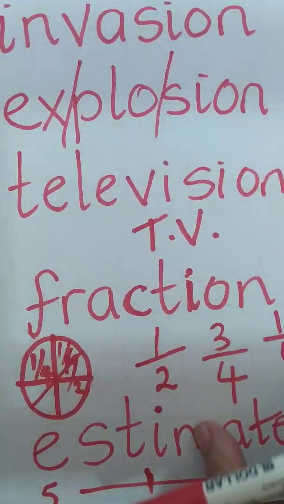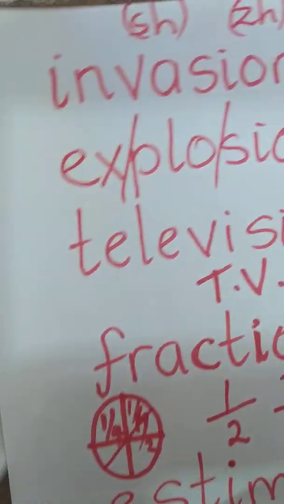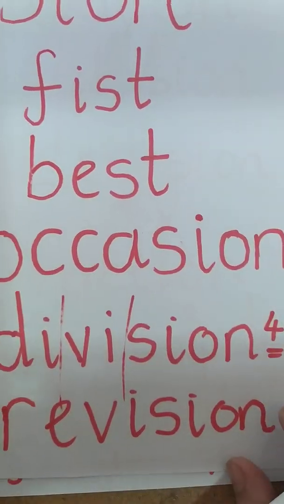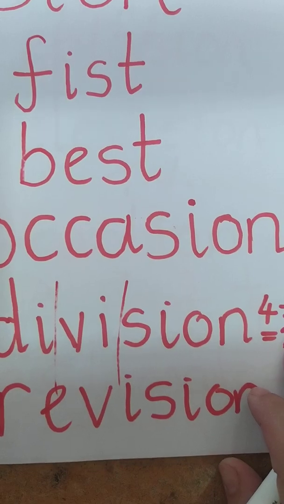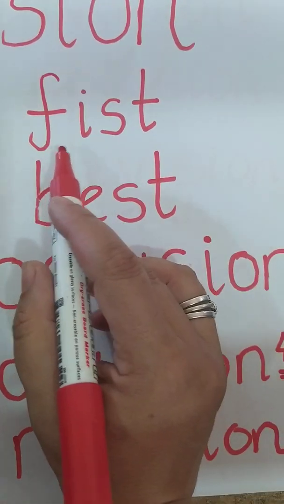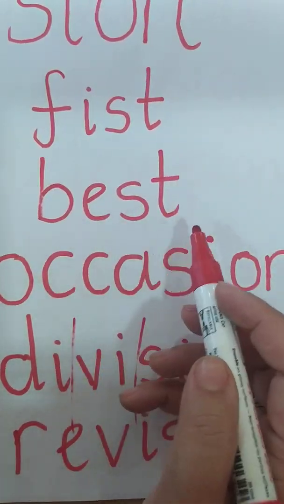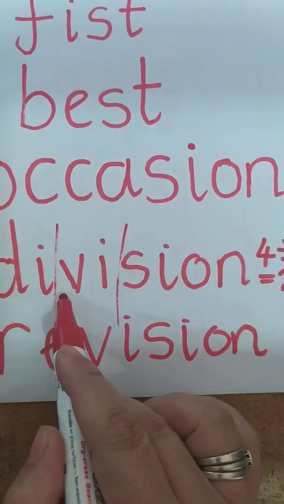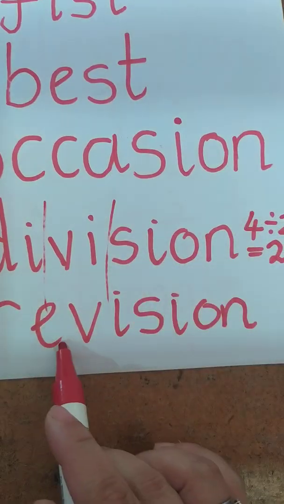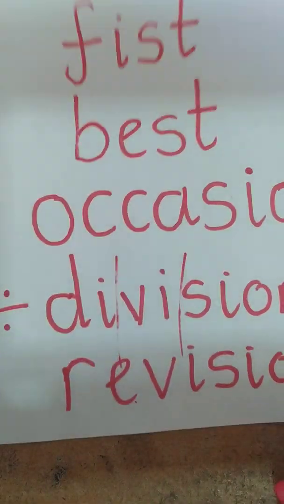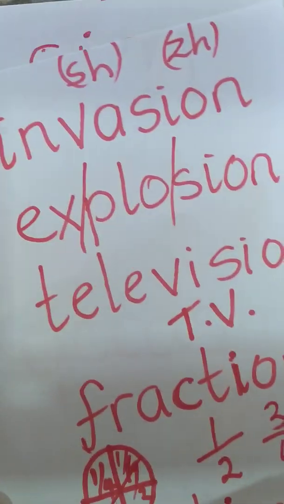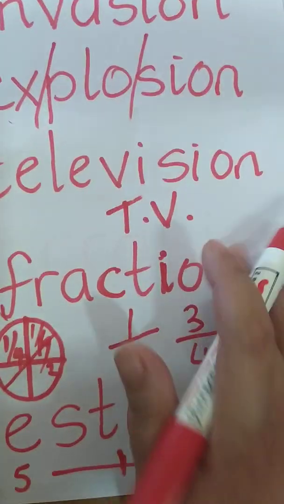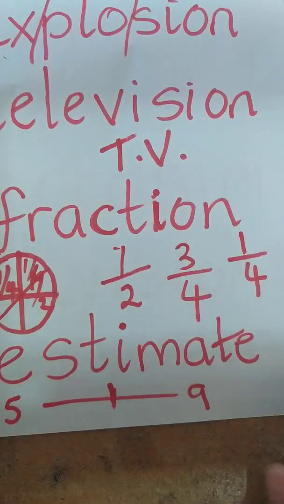Those are the words. So let's go through it again. I know you might find these words difficult, but if you break it up, you'll be able to know it well. So our first words were first, best, occasion, division, revision, invasion, explosion, television, fraction, and estimate.